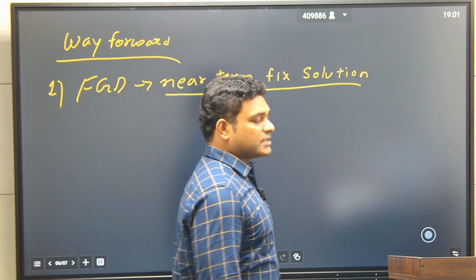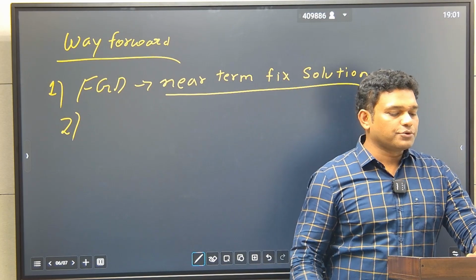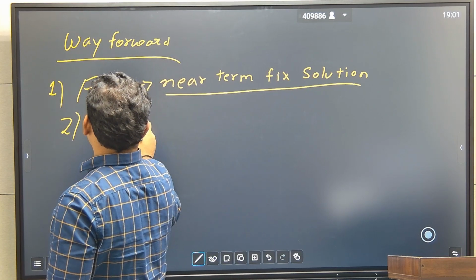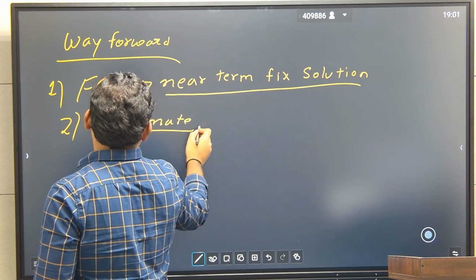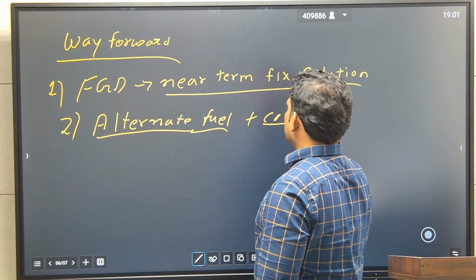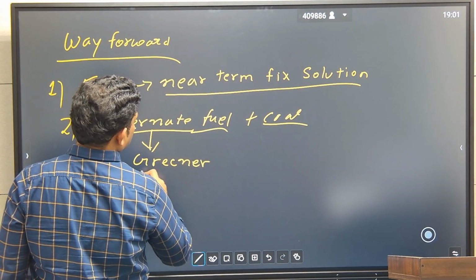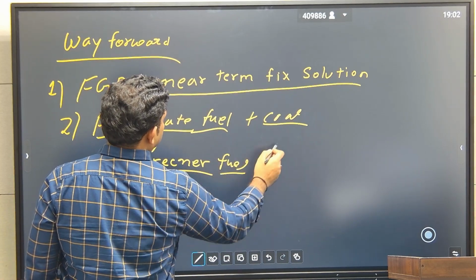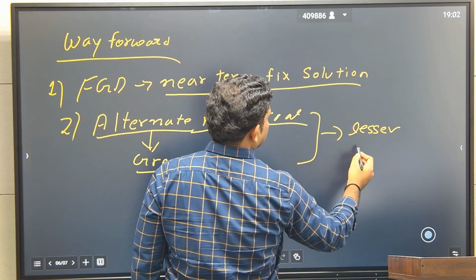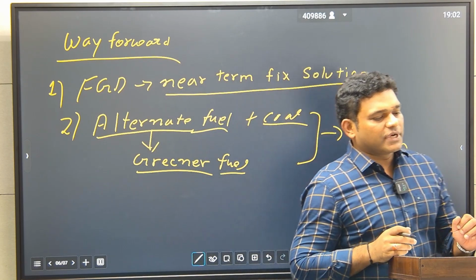So we need to go towards co-firing. Second point is we need to think of alternatives. You should have some alternate fuel mixed with coal. What will happen if it is a greener fuel mixed with coal? It will generate lesser emissions. This can also be one of the solutions.